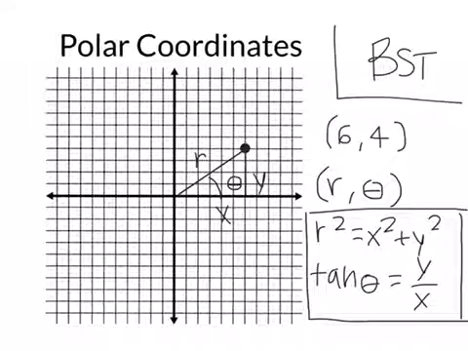And it should also be noted that, of course, we could have used a different point. We could have had a negative x, a negative y. We could have had both negative x and negative y. And all of these identities should still hold.